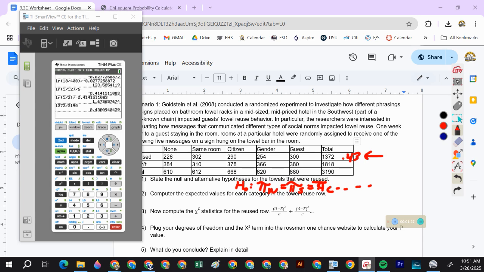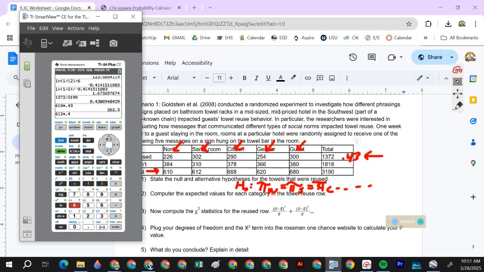So now we need to compute the expected values for each. So I'm going to multiply all of these by 0.43. So 610 times 0.43, and then 612 times 0.43, and 668 times 0.43, and 620 times 0.43, and 680 times 0.43. Okay. And then I do the subtractions for each.